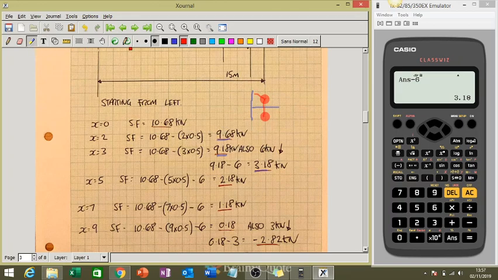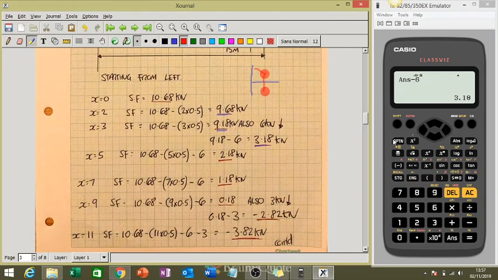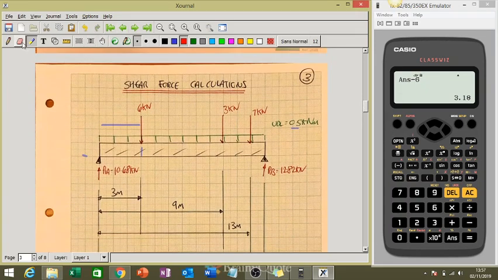So carry on down. I've gone to x equals 5. So at x equals 5, which is about here somewhere, I can see this coming up, I've got the 6 coming down, and I've got 5 meters worth of my UDL.